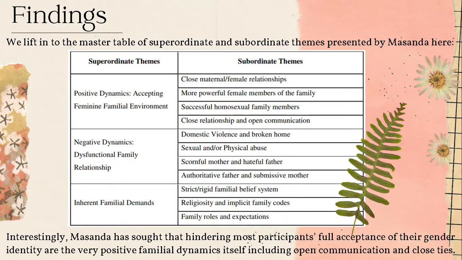For the last category, we have the inherent familial demands. The reasons are: number 1, there is a strict or rigid familial belief system. Number 2, religiosity and implicit family codes. And number 3, there are family roles and expectations. Interestingly, Masanda found that what hinders most participants' full acceptance of their gender identity are the very positive familial dynamics themselves, including open communication and close ties.